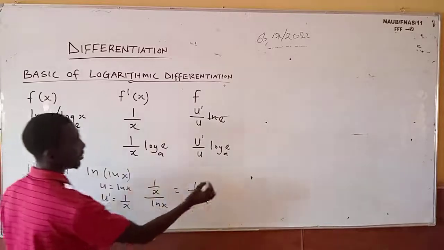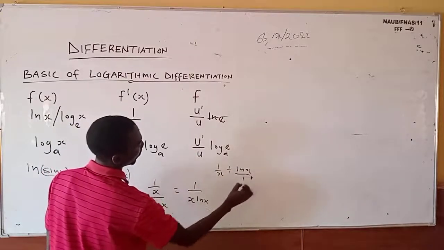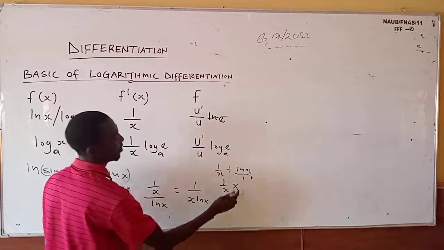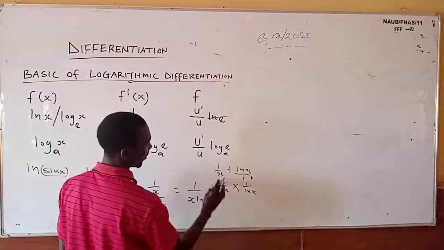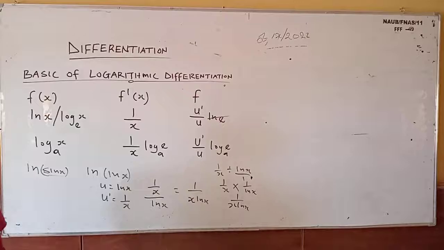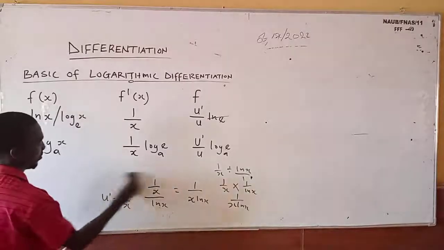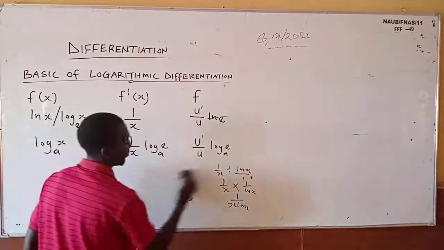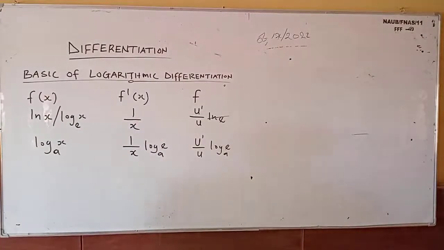How is it like this? Look at this. 1 over s divided by ln s all over 1 is the same thing as 1 over s times, this one will go up, this one will come down, 1 all over ln s. So which is 1 times 1, 1 over s times ln s, which is s ln s. You get this. So that is that.